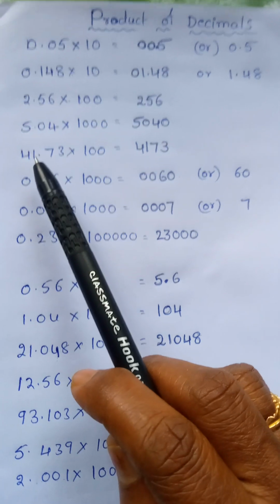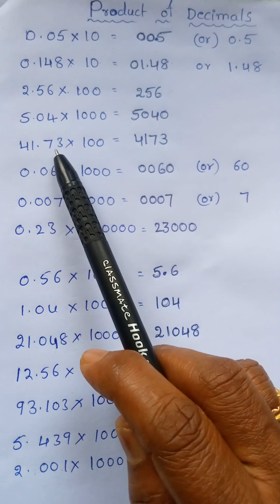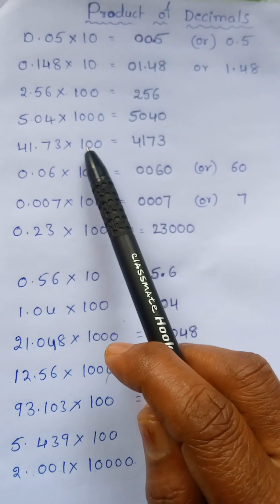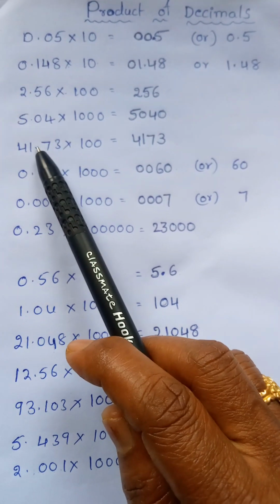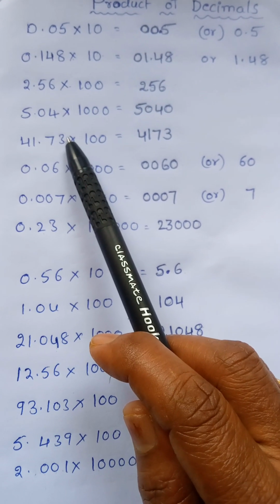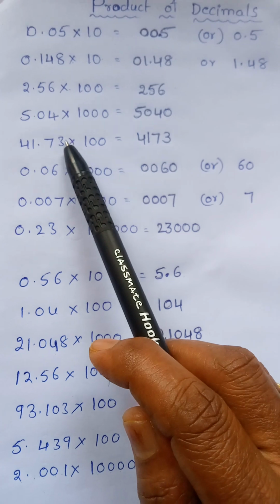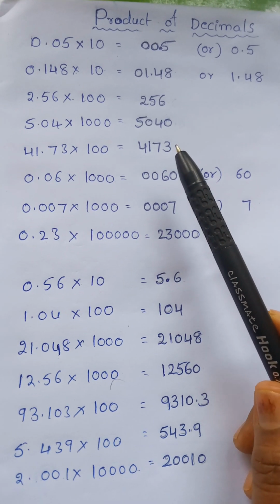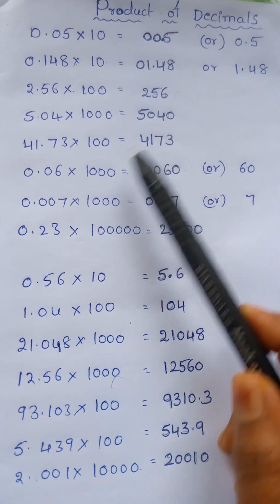Next, 41.73 into 100. Here the point is before 7. In 100, two zeros are there, so the point moves two digits to the right side. 1, 2. Two digits come to the right side. The answer is 4173. There is no point at the end; we think that the point is at the end.